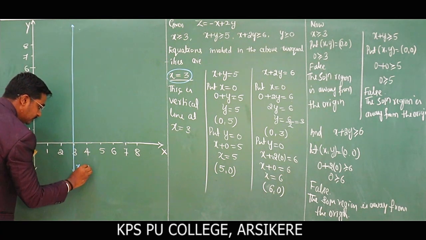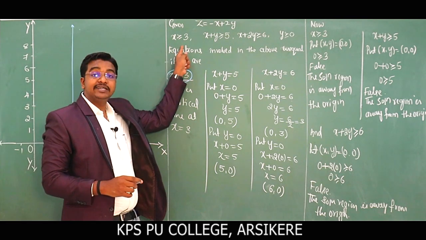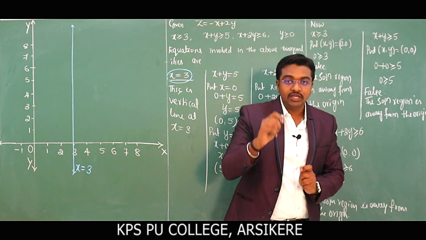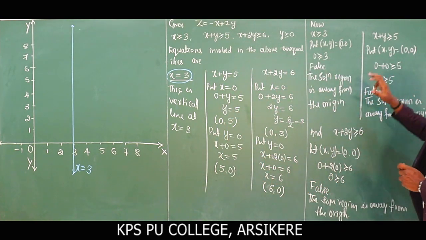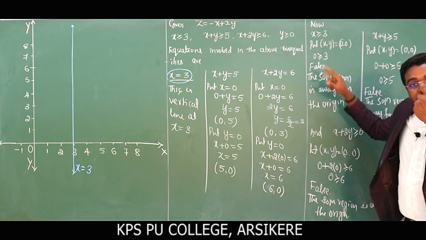X is equal to 3. Corresponding inequality, what we have here? X greater than or equal to 3. When I substitute x is equal to 0 and y is equal to 0 in this inequality, what do you obtain here? 0 greater than or equal to 3.